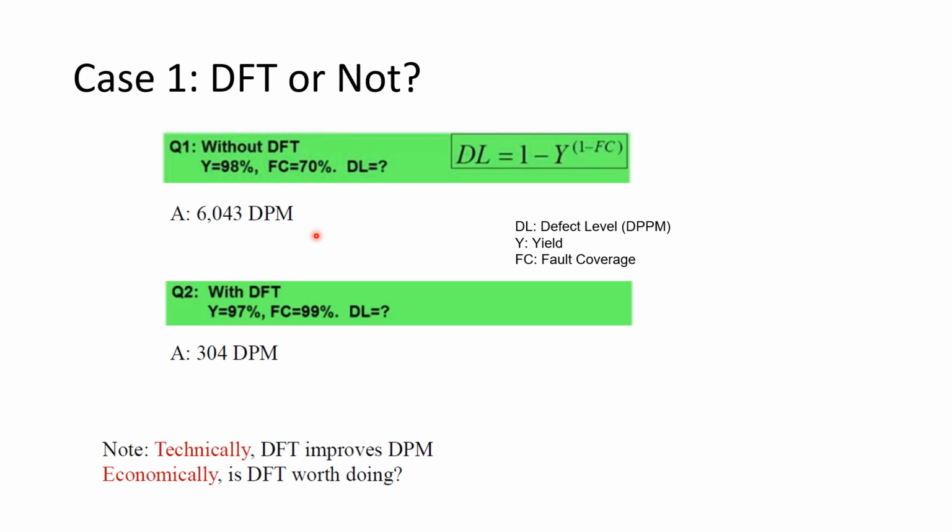Is it acceptable? No. But once you put in DFT, yield is more or less the same. Your fault coverage increases from 70 to 99. What is your DL, defect level? In this example, apply this equation and calculate on your own: 300 DPM. So DFT improves DPM. Economically, is DFT worth doing? Ask yourself. Is it worth it? Please ask yourself.